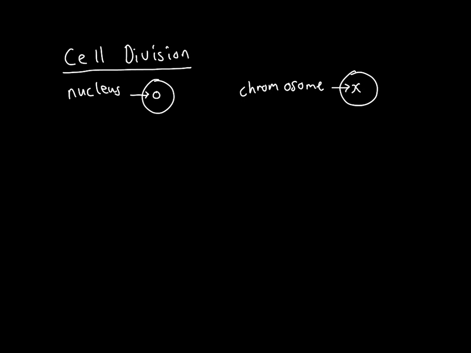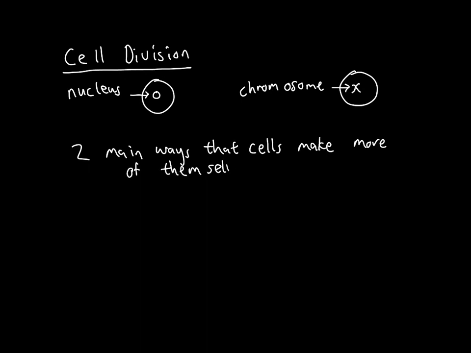All right, there are two main ways that cells make more of themselves. And the two processes, one of them we already talked about on Canvas, it is mitosis. And the second one, which we're introducing here in this video, is meiosis.